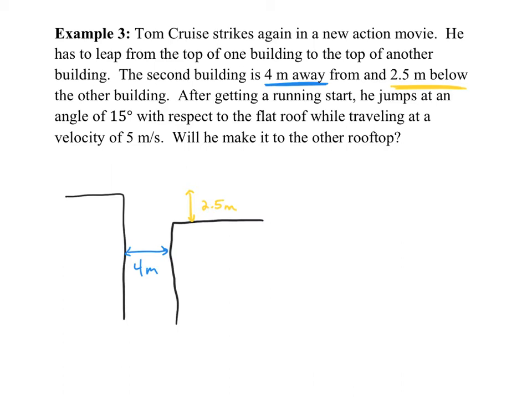Okay, and notice on the diagram I use double-ended arrows. In physics, double-ended arrows don't necessarily mean a line. They actually mean like a line segment. So this is the gap here, and that's the gap right there. Next, it says that he gets a running start, and Tom Cruise jumps off the edge of the building at an angle of 15 degrees. So let's draw Tom Cruise, and there he is. Let's draw an angle of 15 degrees. I'm going to try to draw things to scale as best I can.